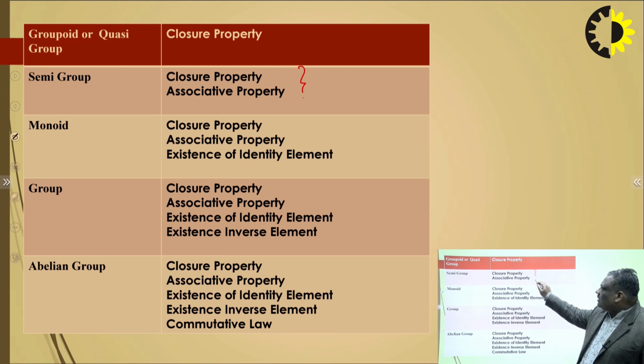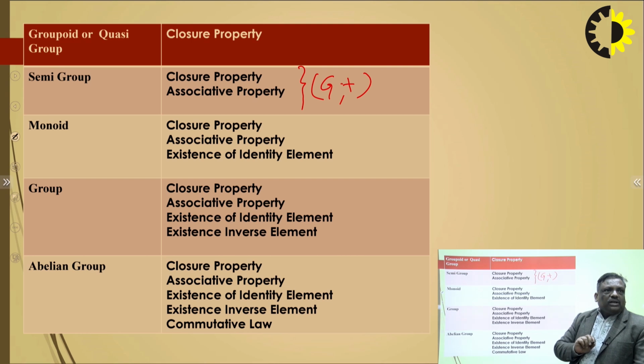Here, if G contains closure and associative property with respect to any binary operation, this one is known as semi-group. In a similar way, if any non-empty set G with respect to any binary operation has closure and associative and has an identity element, then this structure is known as monoid. So, if we have three properties, closure, associative and identity element in a set, this structure is monoid.